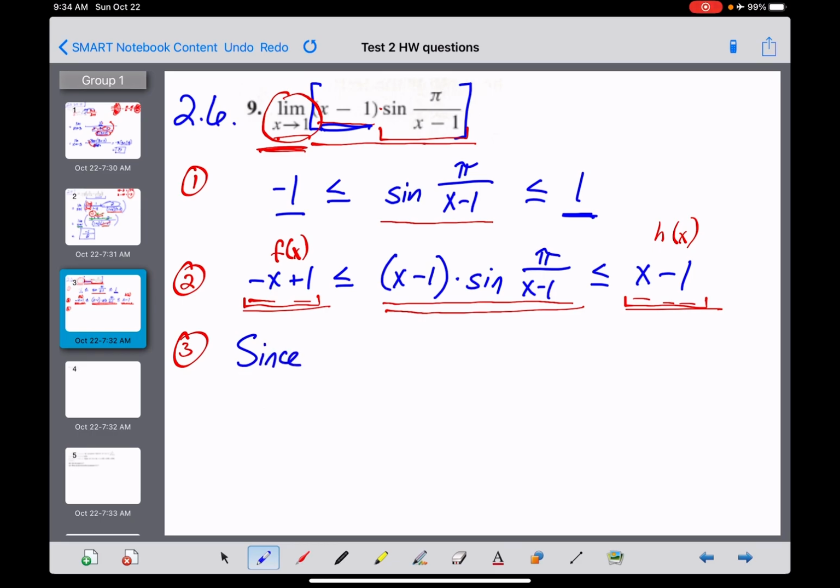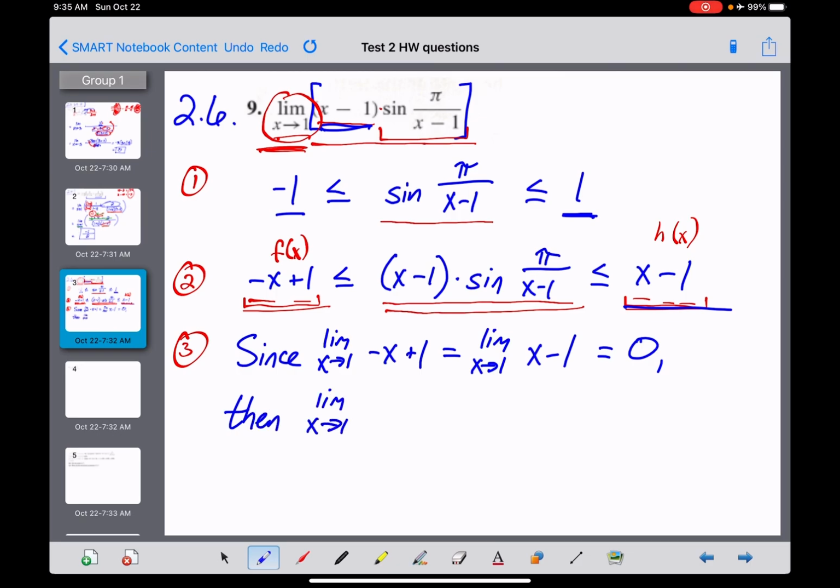So here's what we're going to write, guys. Since the limit as x approaches 1 of our lower limiting function, -x plus 1, since that limit is equal to the limit as x approaches 1 of our upper function here, x minus 1, and since both of those limits are 0, then we may conclude that the limit as x approaches 1 of our function, the one we care about, x minus 1 times the sine of pi over x minus 1, that limit has to equal the same value as the other two limits, which is going to be 0 as well. So that's how we do a squeeze theorem problem here in 2.6, number 9.